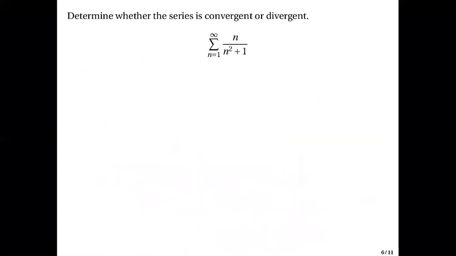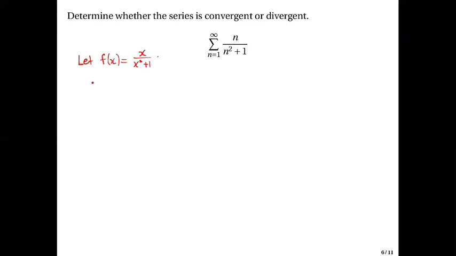Next problem here, determine whether the series is convergent or divergent. You have the sum n equals 1 to plus infinity of n over n squared plus 1. So, starting point, let f of x be equal to x over x squared plus 1.